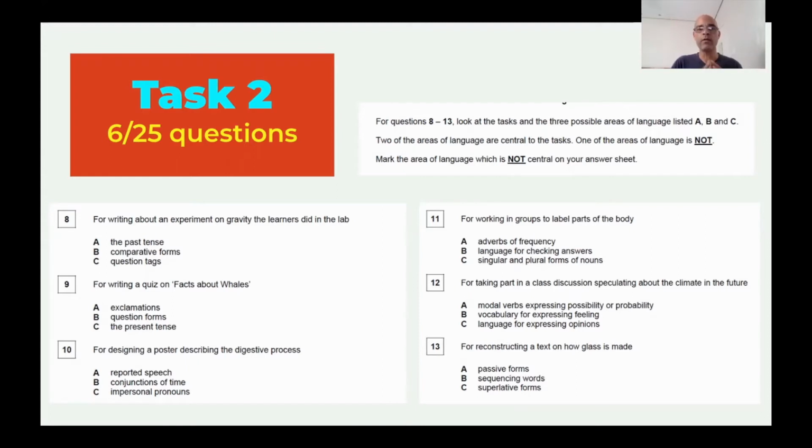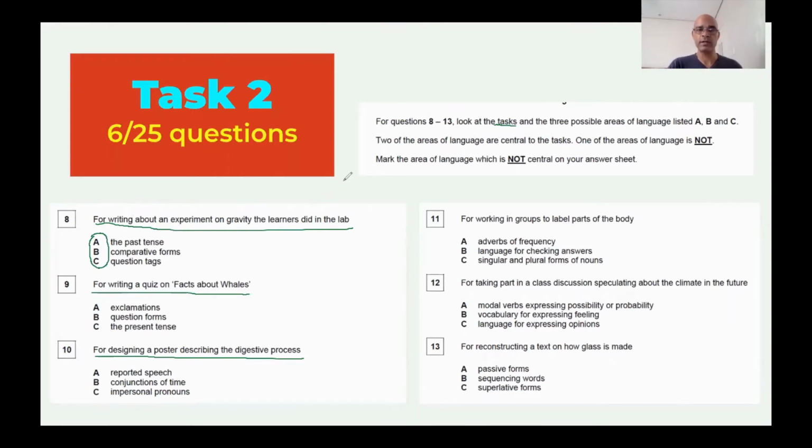But let's read what this task is about. For questions 8 to 13, look at the tasks and the 3 possible areas of language listed A, B, and C. So first of all, notice that the word task here is not the same as task as we saw above. This task refers to the tasks listed in the questions, the ones that I'm underlining. I'm sorry that it's not so straight. Those are the tasks that students will do. And then we have language areas that are listed here, right? So we have to look at the tasks and the areas.